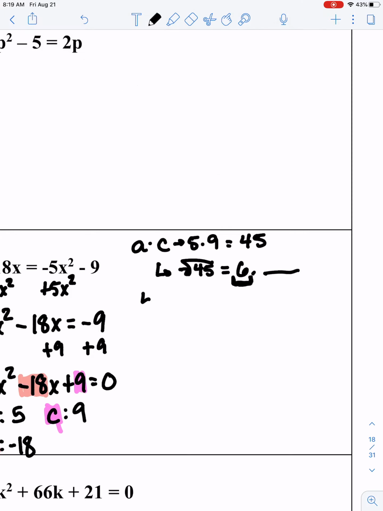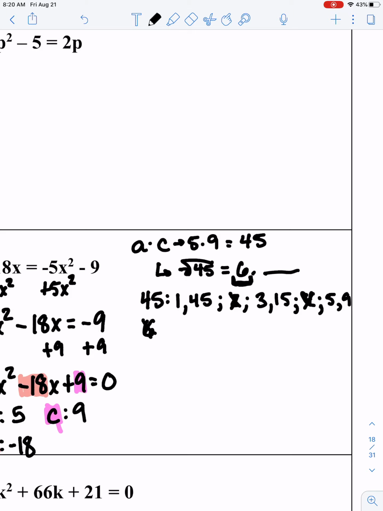So for 45, I'm going to find those factors. 1 and 45. 2, it's not even, so it doesn't work. 3 and 15. 4 doesn't work. And remember, a number is a factor of a number if it divides and you don't have a decimal. 5 and 9. 6 is not a factor. And then again, I get to 6 and I'm done.